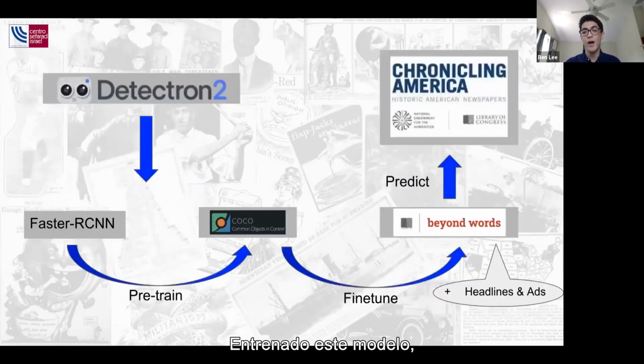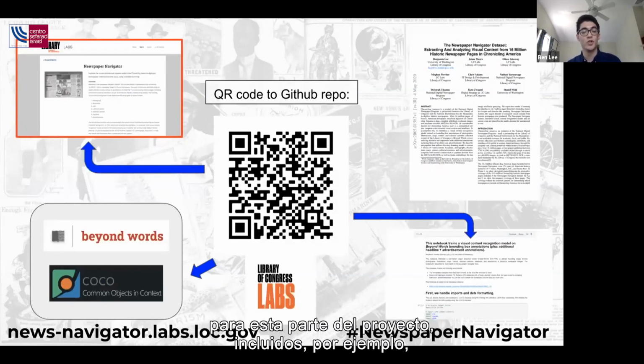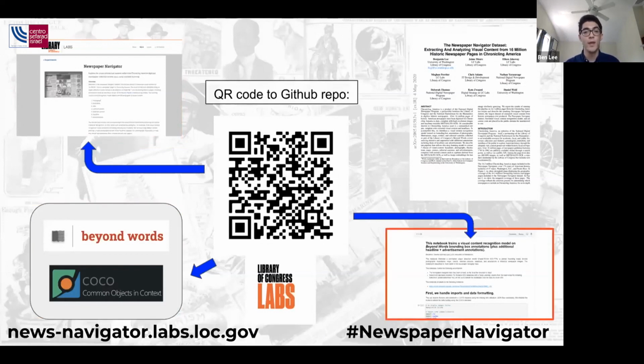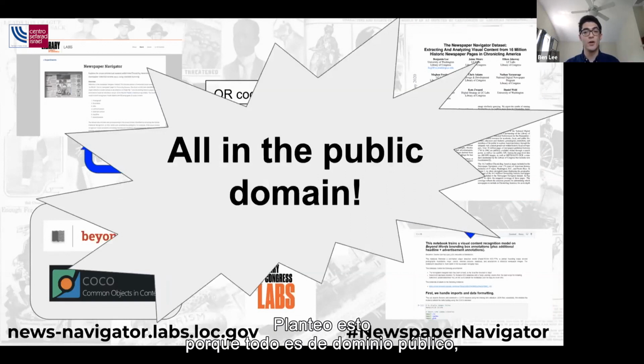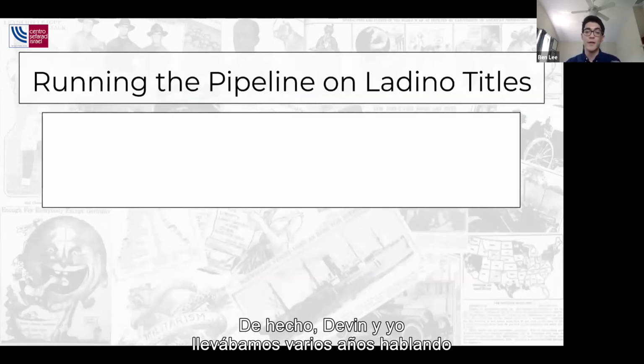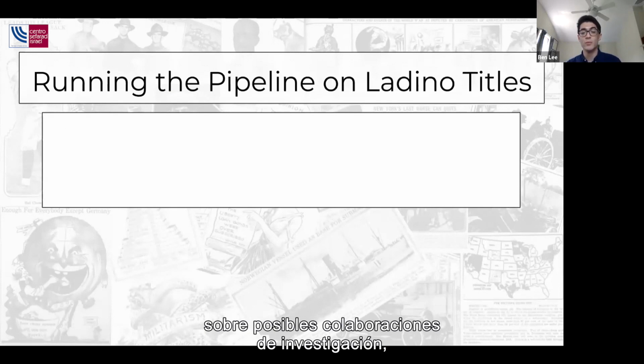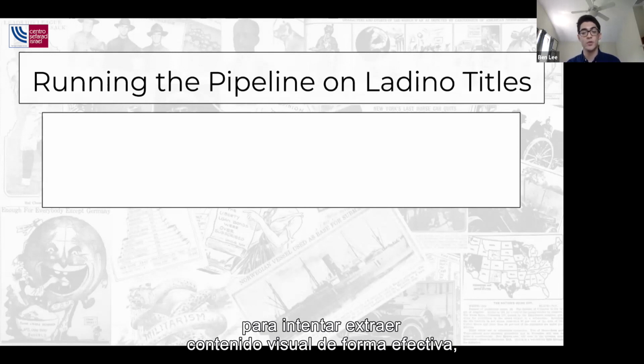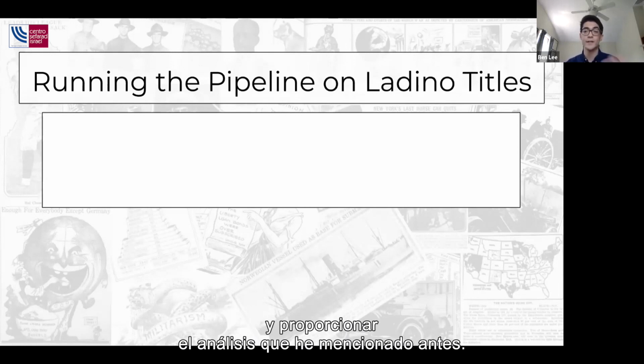Once we have this trained model, we can feed in pages and get back out predictions. I have some resources available for this portion of the project, including the training data and all of the code for training this model. And I raise this and also say that this is all in the public domain because this visual content recognition model is pretty central to my work with Devin. In particular, Devin and I had been chatting for a number of years about possible research collaborations, and we realized that there was this really great opportunity to try to apply this machine learning model to the Ladino newspapers to effectively try to extract visual content and then provide analysis that I had mentioned before.